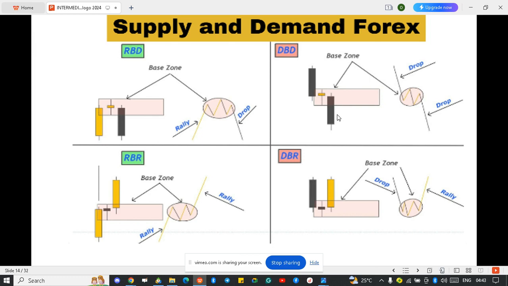Now the base is what we are interested in. When you want to mark your supply or your demand zone, what you want to mark is the base. Like you can see, this rectangle is used to mark it in the swing supply here, while in the continuation supply here, this is used to mark it.